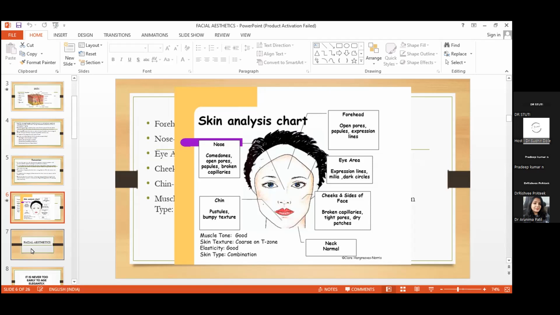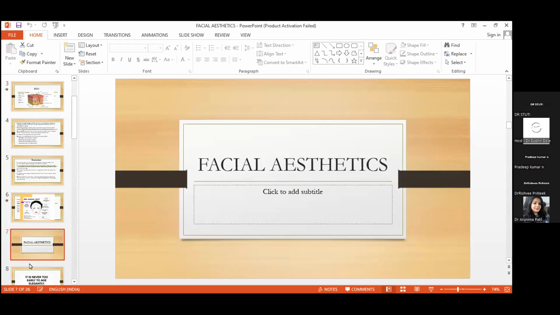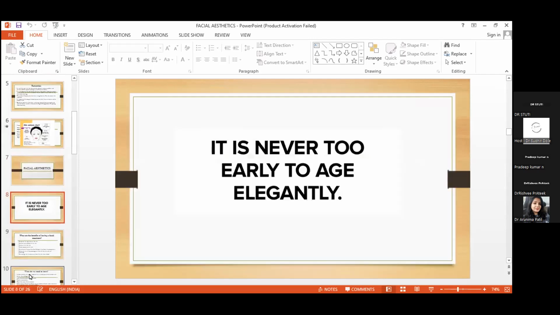Then in the analysis chart, we can see the muscle tone, texture, elasticity, and the skin type. Skin type would be normal, oily, dry, or combination. So what is facial aesthetics actually? It is never too early to age elegantly. Aging is a process we cannot stop and cannot reverse, but we can hold on.